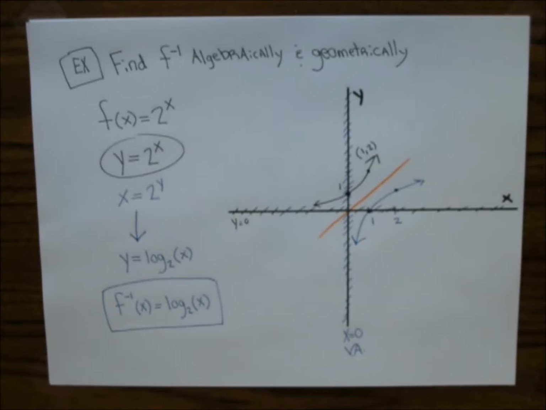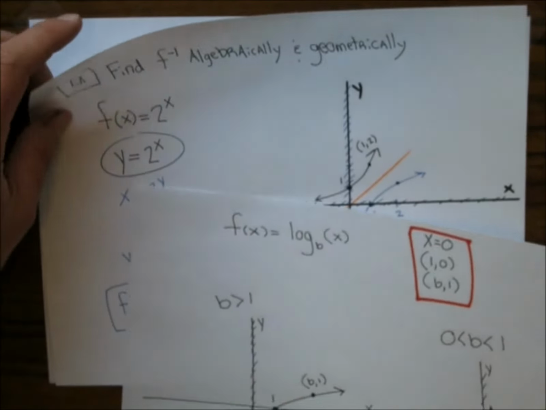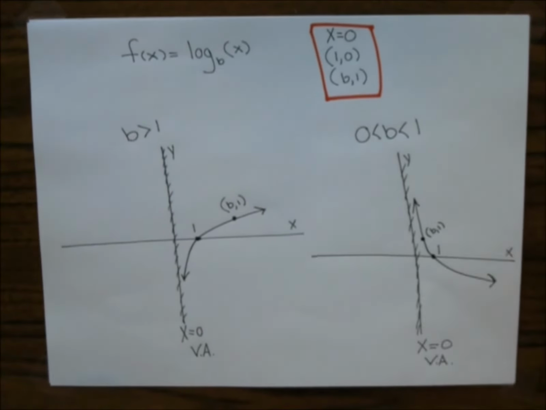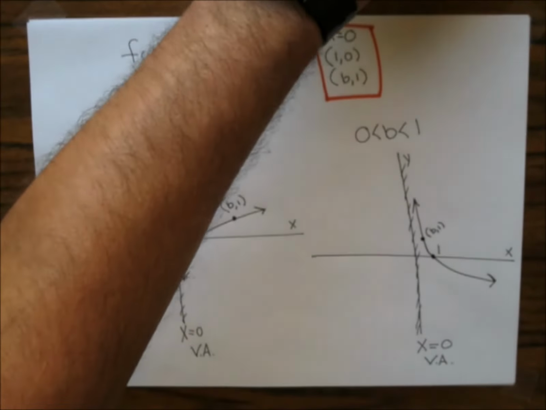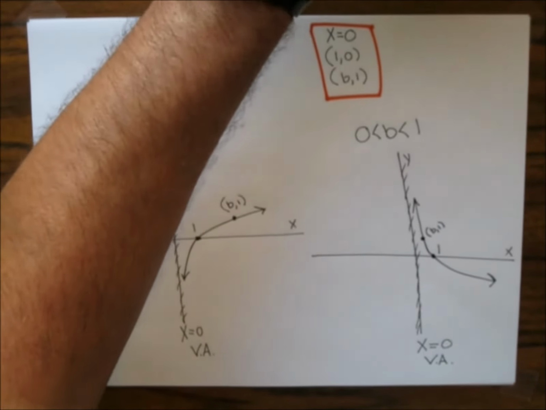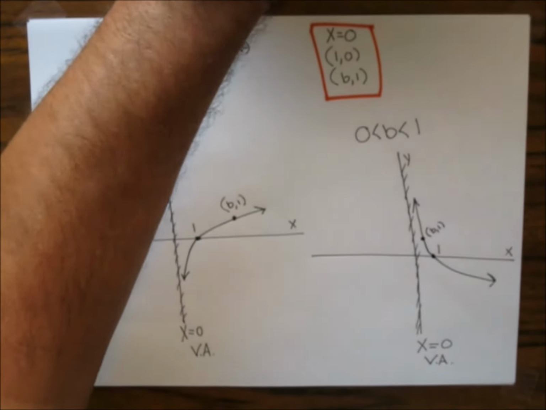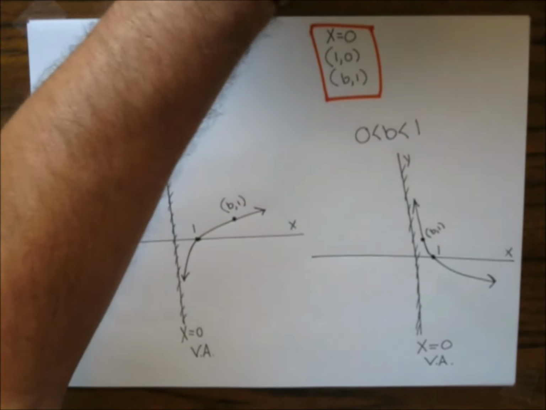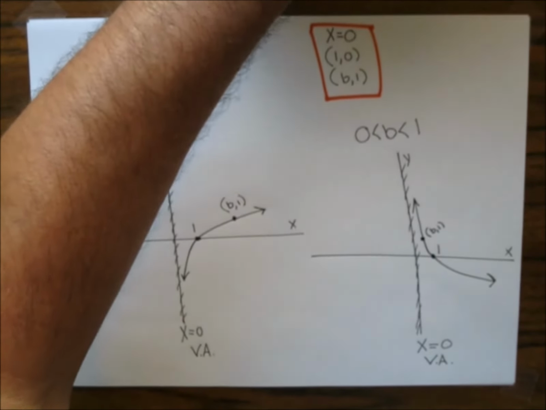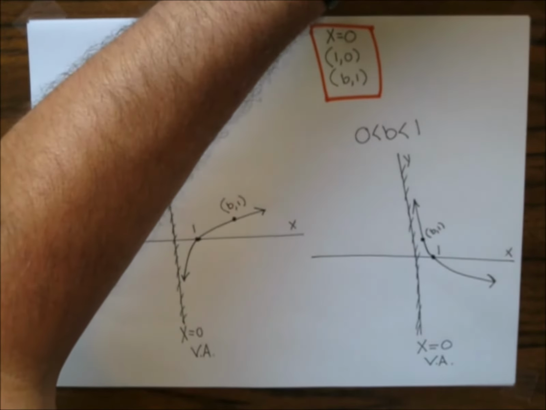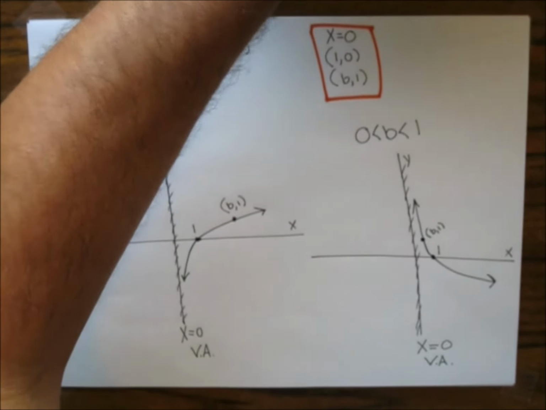So let's go ahead and summarize that. Here's the log graph. Now this summary, let's see if I can find it. There's a lot of pieces of paper here. This can't be good for the environment. Oh yeah, here it is.